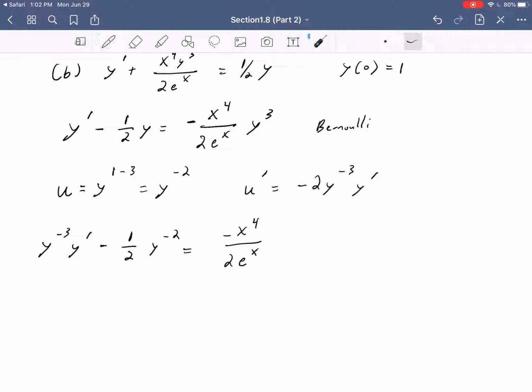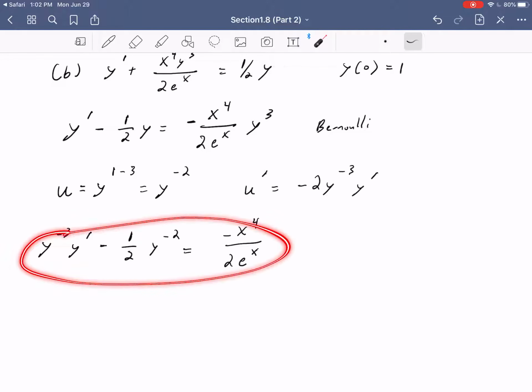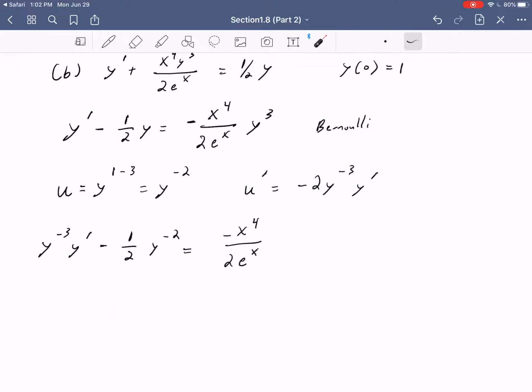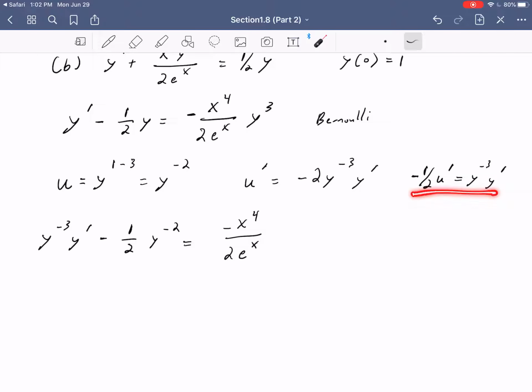Okay, at this point, we almost have this. Now, again, you guys have options. You could multiply this entire equation by -2 to build that expression, or you could do it like we've been doing, which is to divide this over. Just to stay consistent, that's how I'll write it out. Minus 1/2 u prime is going to be y to the minus 3 y prime. But again, nothing wrong with multiplying everything here by -2. Let's go ahead and pop that in then.